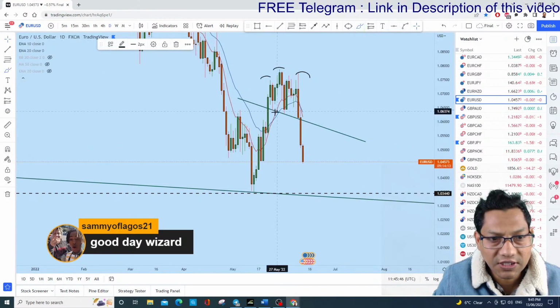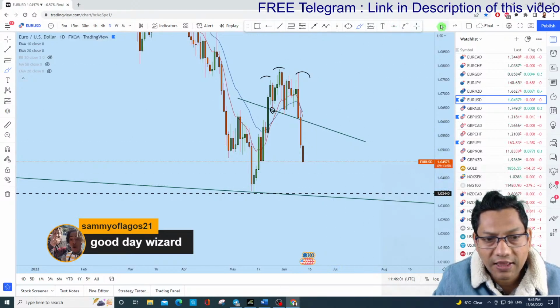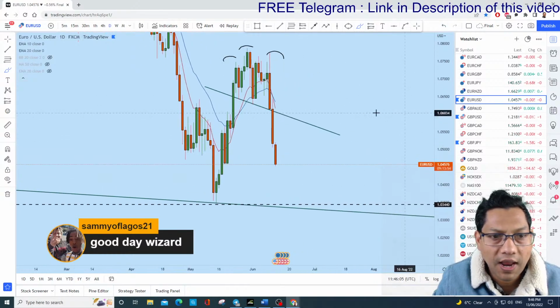testing it as a resistance. So there is a support here, support here. Now we can expect the price to go up, test it as resistance, and also test this 20 period moving average, and then create another move. And that is the healthy way to trade. And that level also we can maybe align with the Fibonacci.